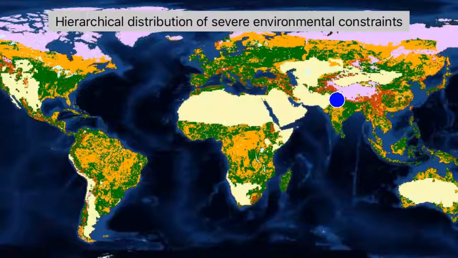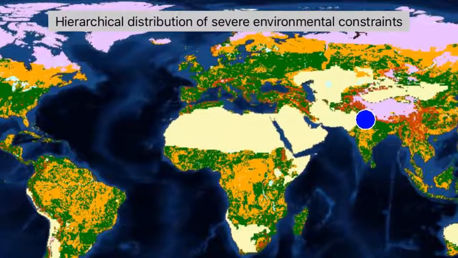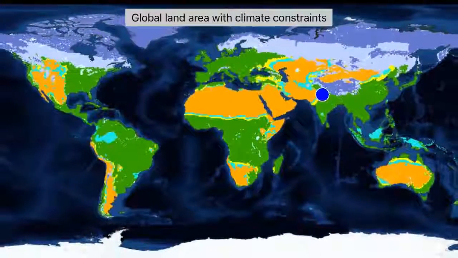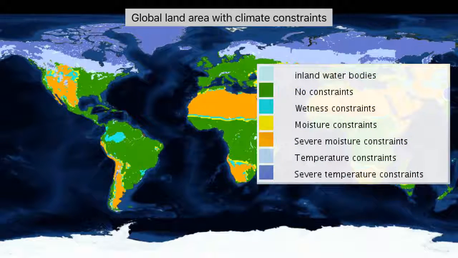The environmental constraints map shows a hierarchical distribution of severe environmental constraints around the world. This data is particularly helpful to map biophysical factors that influence agricultural production and rural vulnerability. As you know, the data on climate constraints can be used to analyze agriculture.